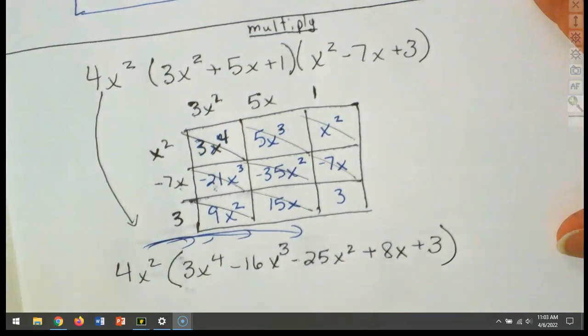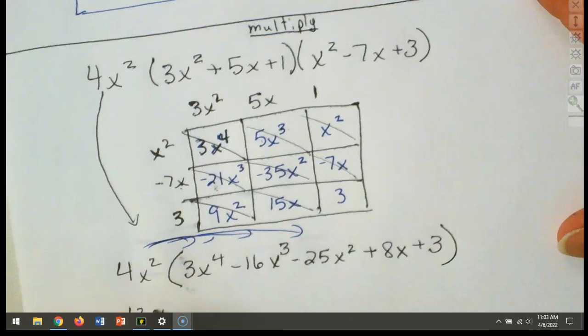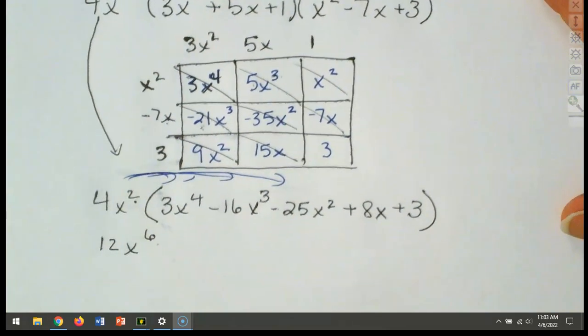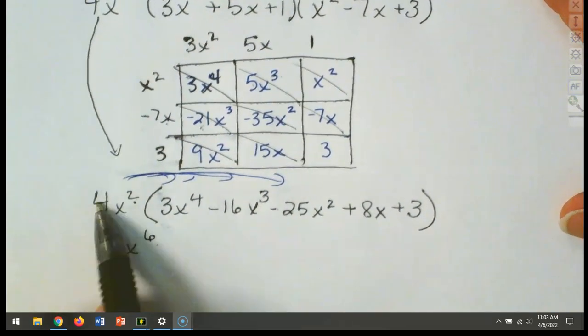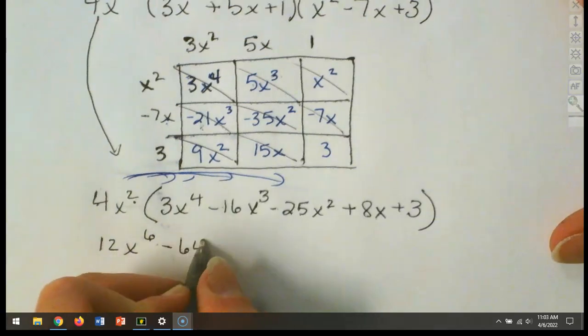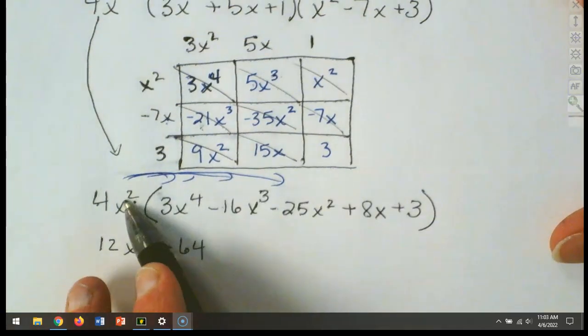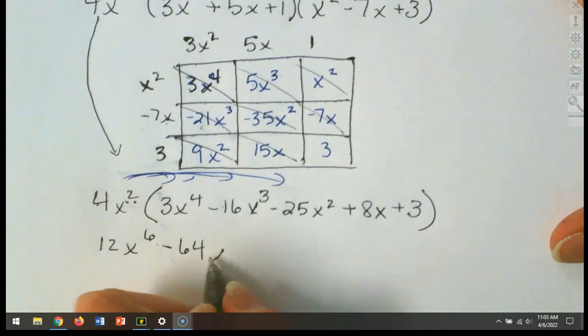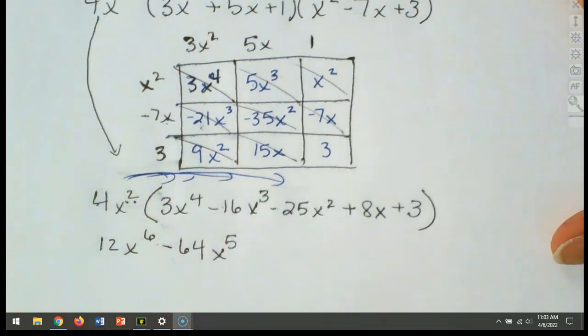And so 4 times 3 is a 12. X squared, and 4 more makes it x to the 6th. 4 times a negative 16. I believe that should be a negative 64. Yep, it's going to be a negative 64. And we've got x squared. Add 3 more makes it x to the 5th.